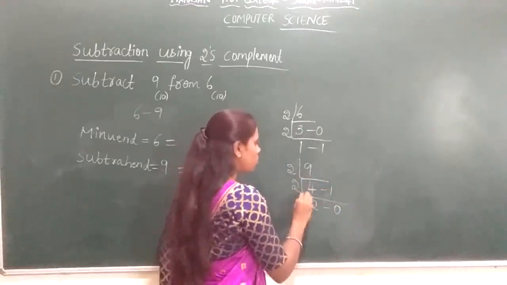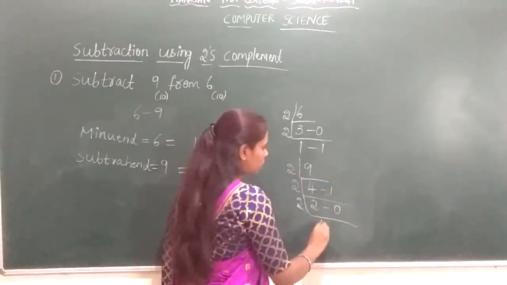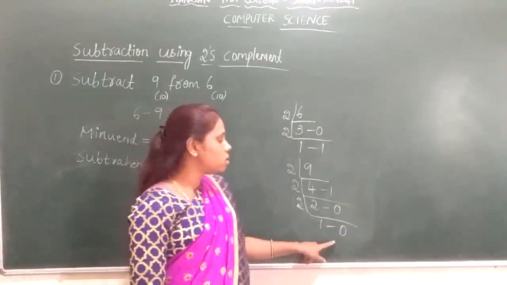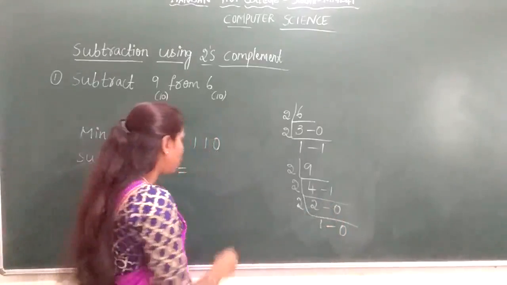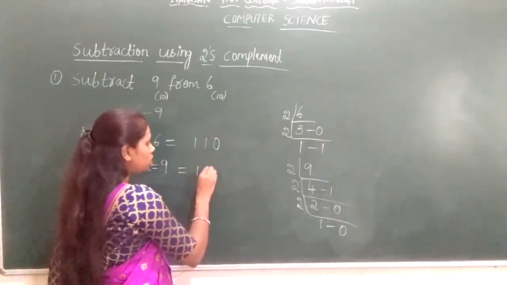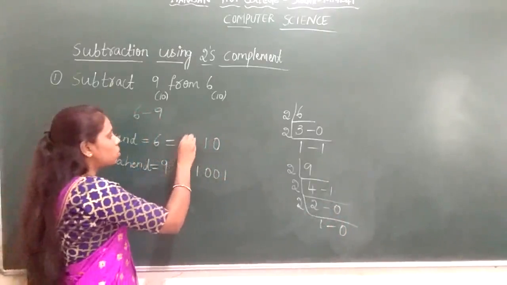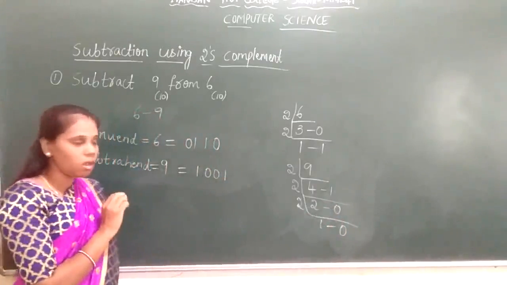The remainder is 0. Divide by 2. 2 1s are 2. The remainder is 0. Now 1 0 0 1 is the binary equivalent value of 9. 1 0 0 1. Here we have only 3 digits for 6, so you can add 0 to make it equal.